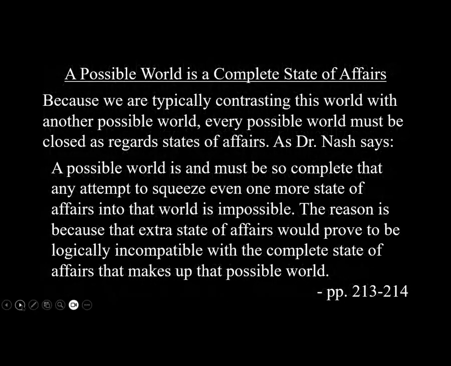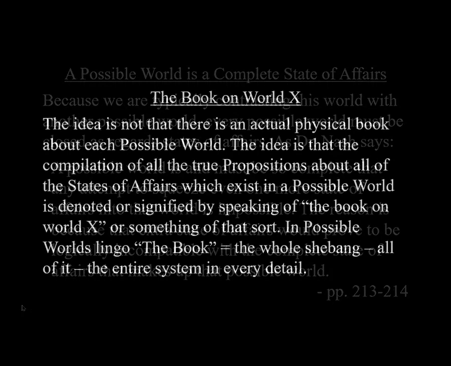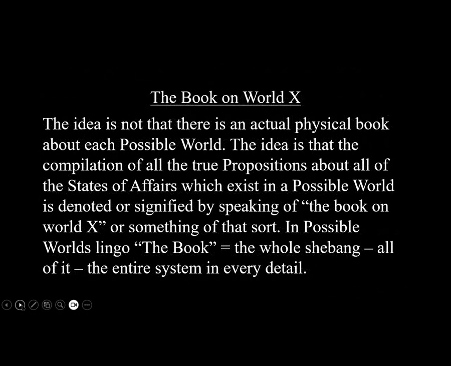That's the idea. A possible world is a complete state of affairs. Because we're typically contrasting this world with another possible world, every possible world must be closed as regards states of affairs. And Dr. Nash puts it this way. He says, a possible world is and must be so complete that any attempt to squeeze even one more state of affairs into that world is impossible. The reason is because that extra state of affairs would prove to be logically incompatible with the complete state of affairs that makes up that possible world. And so the reason why is because the book on that world has already been written.